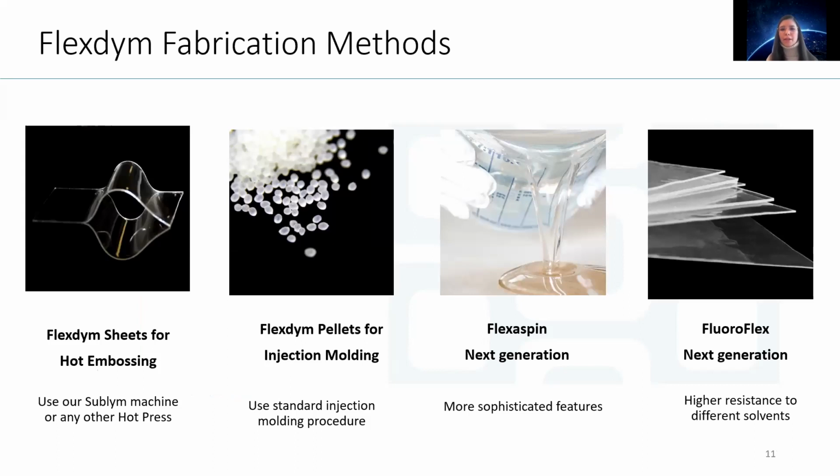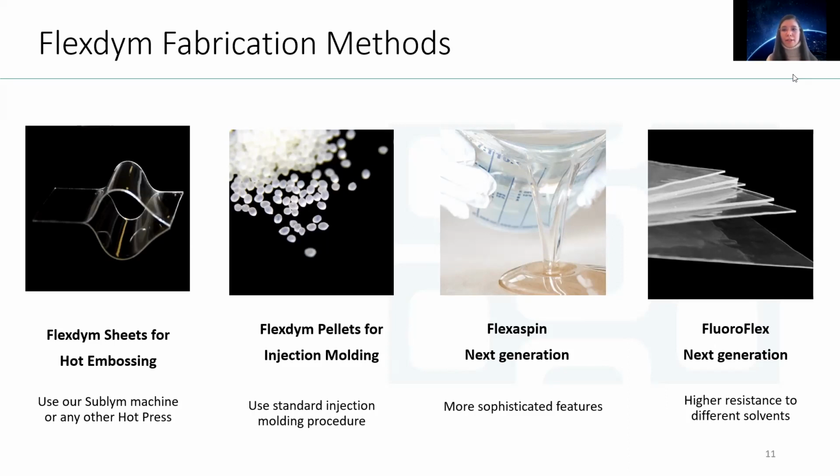Now, Flexdym comes in different formats, and depending on that format, there will be a different microfabrication method implemented. So for example, we have Flexdym sheets and Flexdym pellets, which are already currently commercialized. And the Flexdym sheets, which are extremely easy to handle, are fabricated through a method of hot embossing. So for those of you who are mostly familiar with casting and PDMS soft lithography, I will explain in the next slide exactly how this method works.